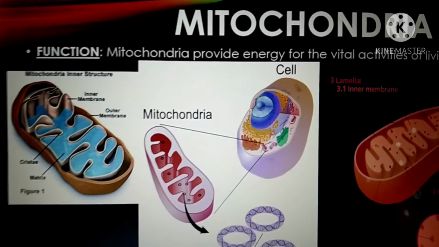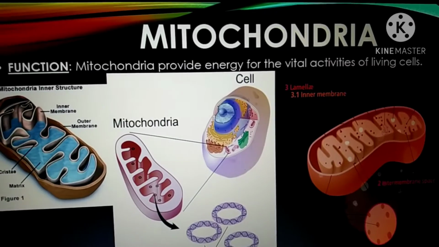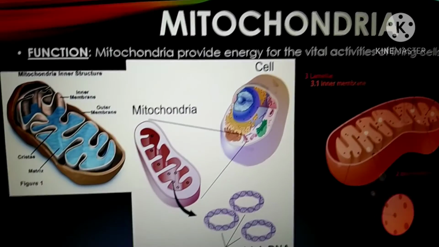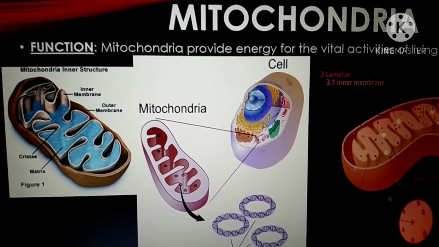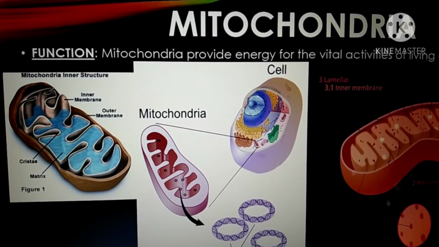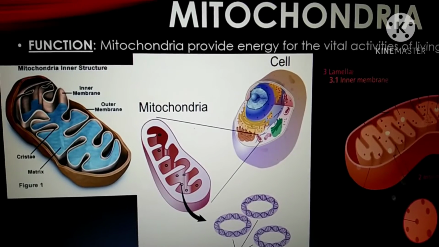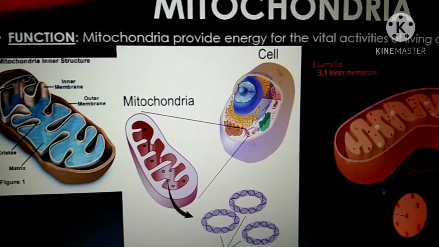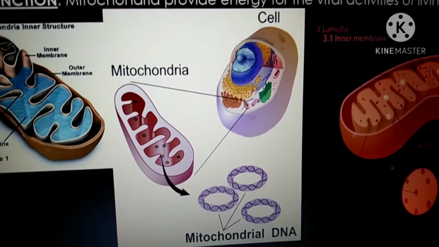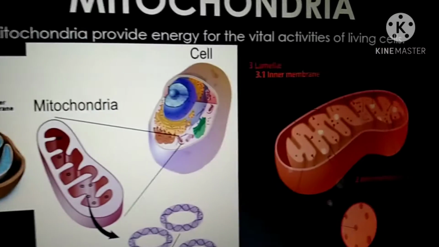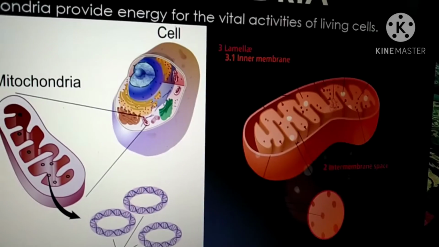These are the diagrams of mitochondria, and the main function of mitochondria is to provide energy for the vital activities of the living cell. And you can see the first diagram, the mitochondrion's inner structure, with the inner membrane forming cristae, the outer smooth membrane, and the matrix filled inside the inner membrane. And inside the cell you can see mitochondria and mitochondrial DNA, which makes it semi-autonomous. And this is the third.